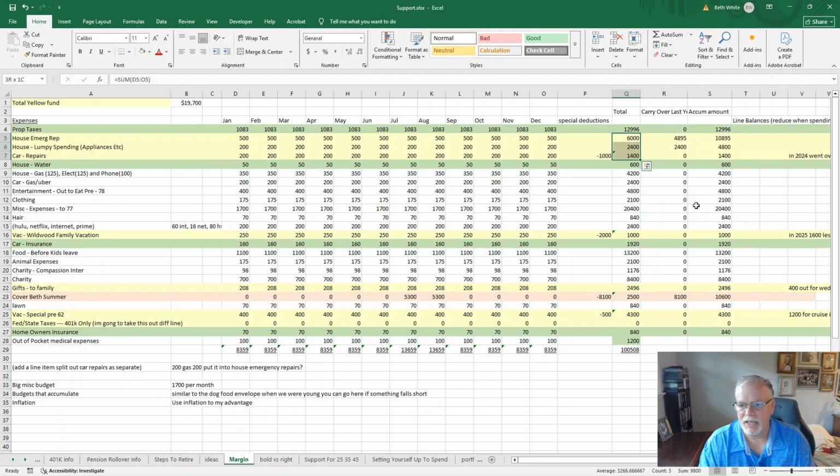So what I did is, you can see here, this is my second year in retirement. What I did is I went into my accounts and I said, okay, I've already got money in here. How much am I going to add in? How much did I have as a carryover from last year?